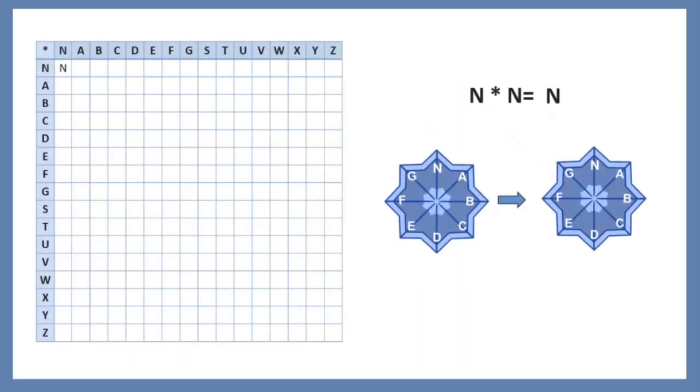And now, let's operate this. So let's start with N. So N star N is equal to N. Since when we operate do nothing to itself, do nothing, the result will always be N, or do nothing.